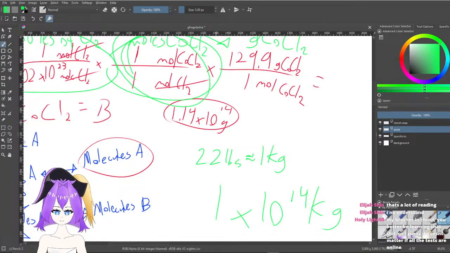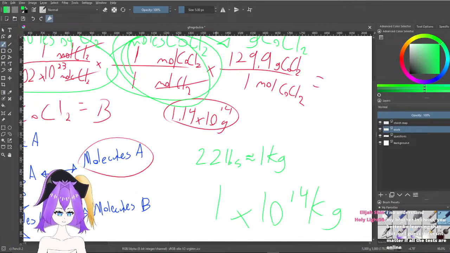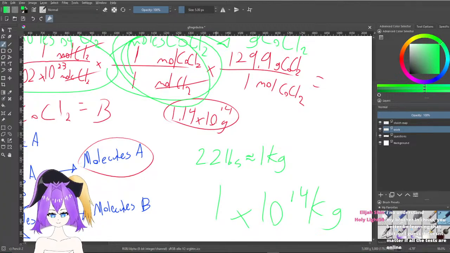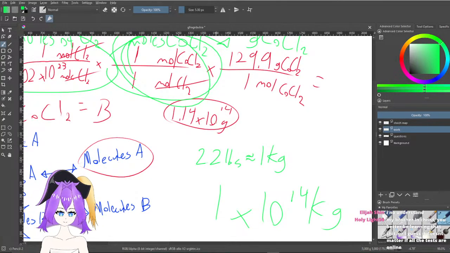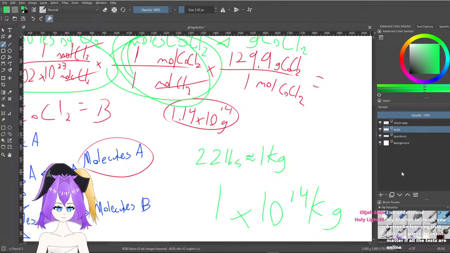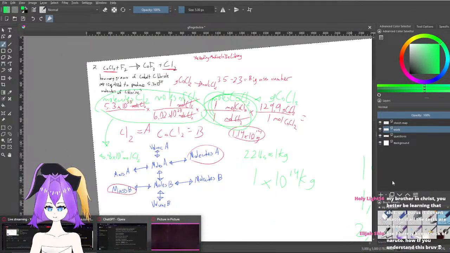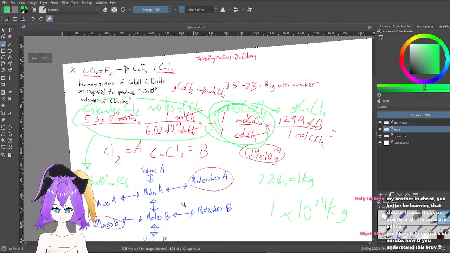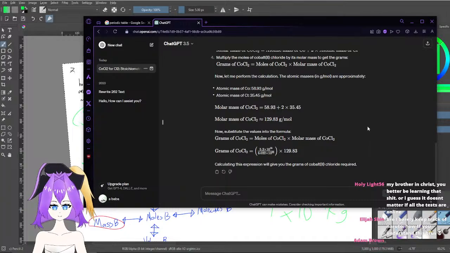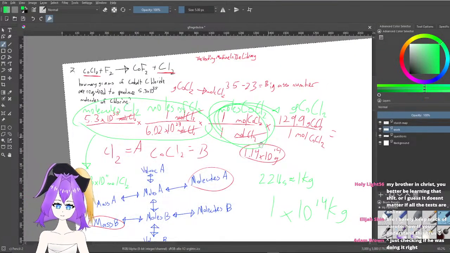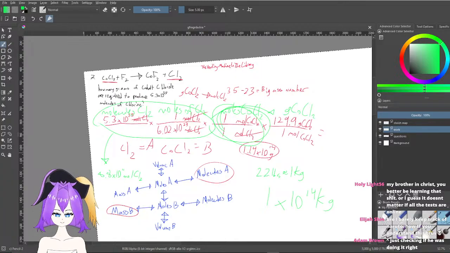I have my stuff on the screen, but I actually have my stuff on the paper. I have a packet in front of me, and I tried writing on my paper using my digital pen. 1.14 times 10 to the 14th. My brother in Christ, you better be learning that, or I guess it doesn't matter if all the tests are online. Oh no, I was just okay. I actually did all of the work properly beforehand. I was just really confused. I was just checking if I was doing it right, because I already set all of this up beforehand.